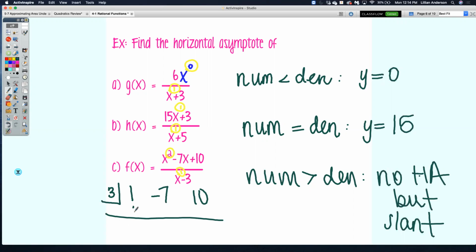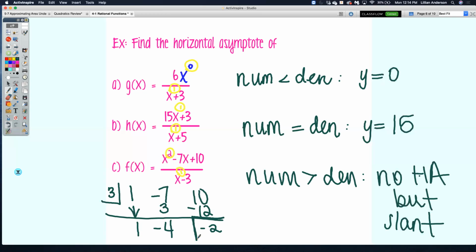When I do synthetic division, I bring down the first term. Then I multiply. 3 times 1 is? 3. Then I add. -7 plus 3 is? -4. Then I multiply. -4 times 3 is? 10 minus 12 is? -2 represents my remainder.